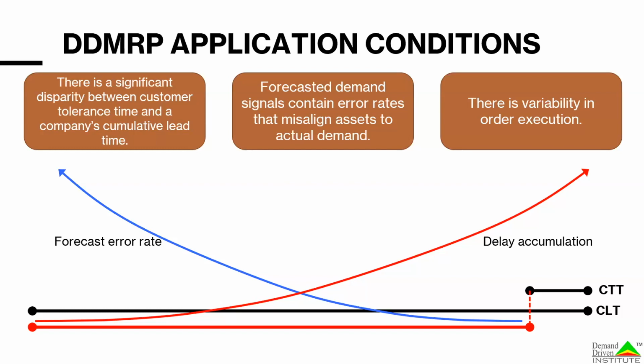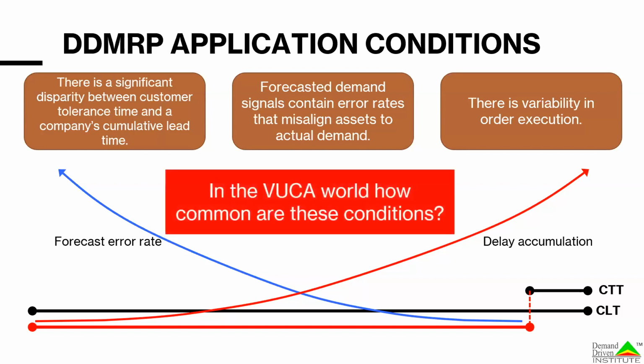So my question to you is, in the VUCA world, how common is this issue? Pretty common. There are rare exceptions. This is why DDMRP can be a game changer. At the new normal. All right.